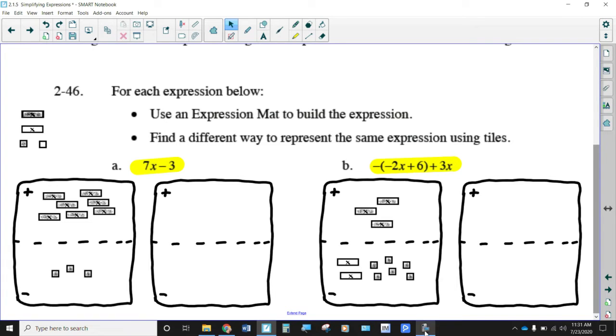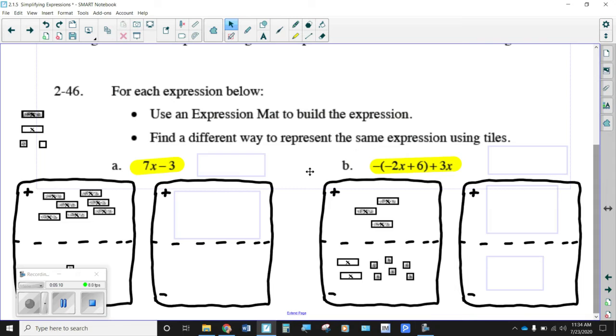So go ahead, pause it. I'm going to go ahead and build another one, and then go ahead and rewrite the expression that goes with your new tile representation of the expression. Do that for here, do that for here, and then rewrite each new expression.